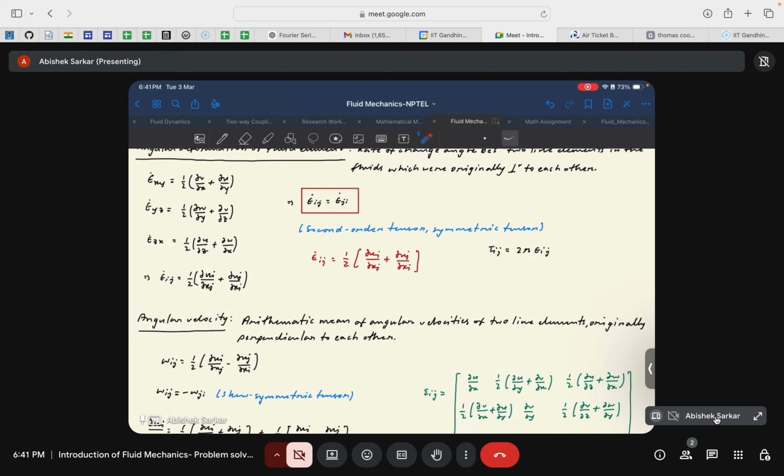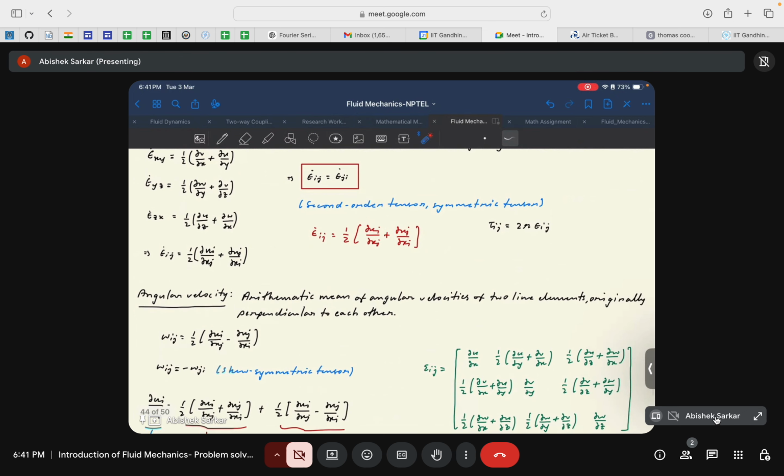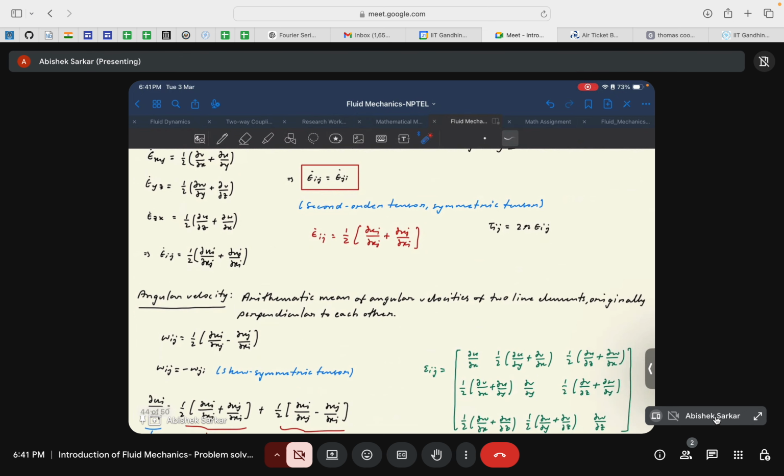Okay, just interchange the coordinates of derivatives for the velocity components. A similar argument can be made for zx as well. There is ∂u/∂z plus ∂w/∂x.